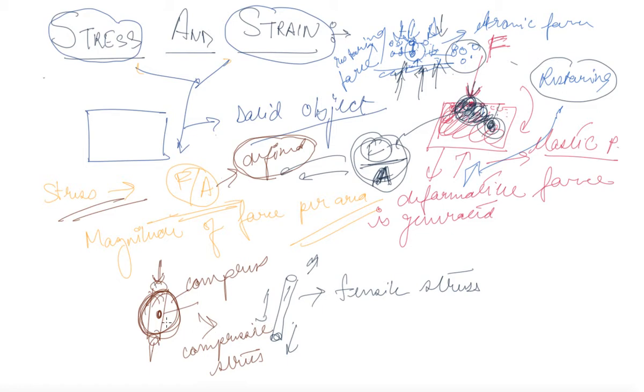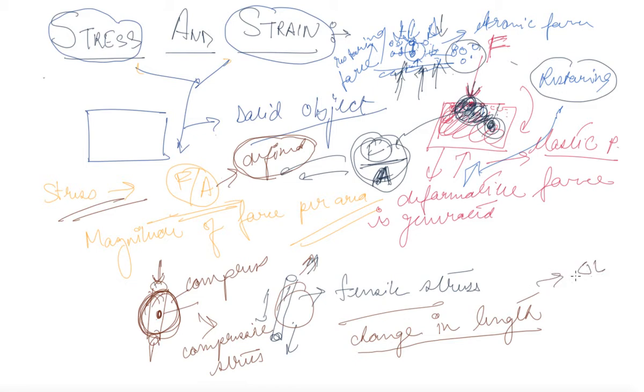So because of this too, there is a slight change in the length. Because of this compressive strength and the tensile strength, because we are pulling and we are pushing, there may be a change in length. So if there is a change in length because of this type of stress that is experienced by the body, let that change be del L. Initially the whole length was L. Now the change experienced be del L.